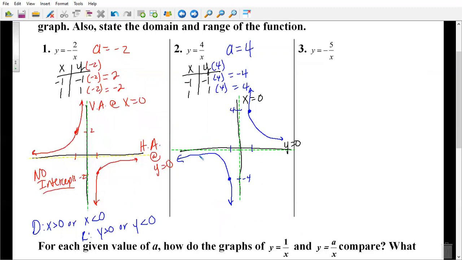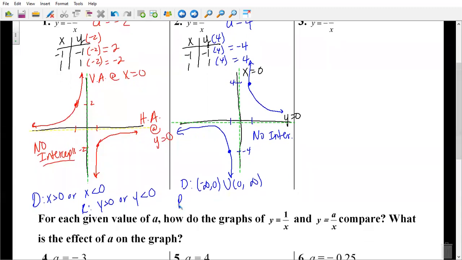And again, do I have any intercepts? No intercepts, because I cannot cross my asymptotes. And my domain and range is still, this time I'm going to write it as set notation, from -infinity to 0, 0 to infinity. And my range is -infinity to 0, 0 to infinity.